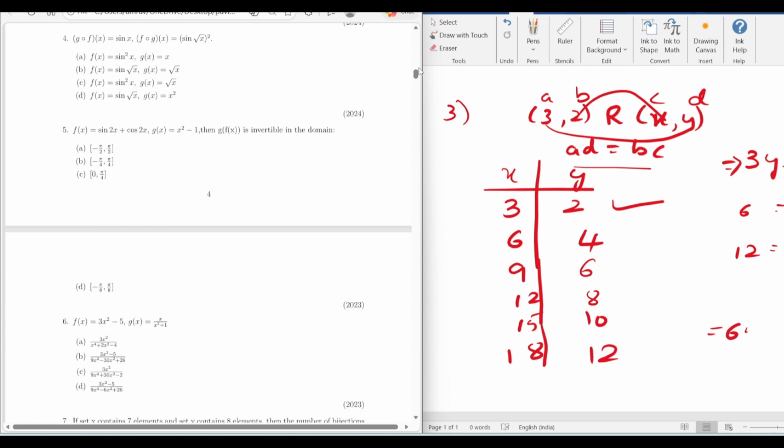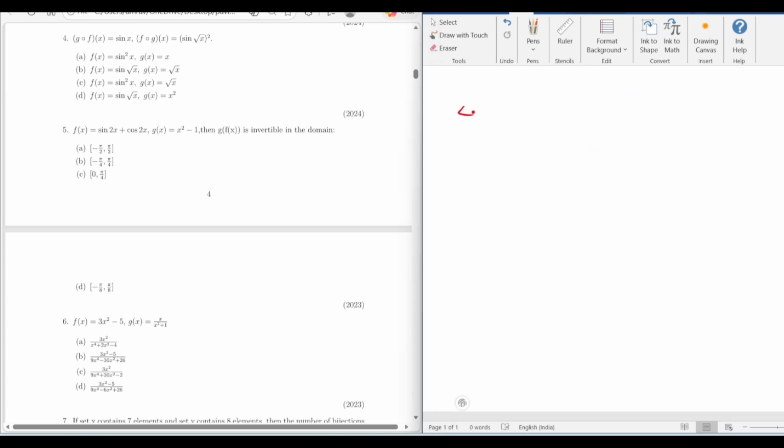So next we'll move on to the 2024 question, the fourth question. They have given g composition f of x as sin x and f composition g of x as sin root x whole square. They're asking you to find out what is f of x and g of x. Very simple. You can go with the trial and error method here.